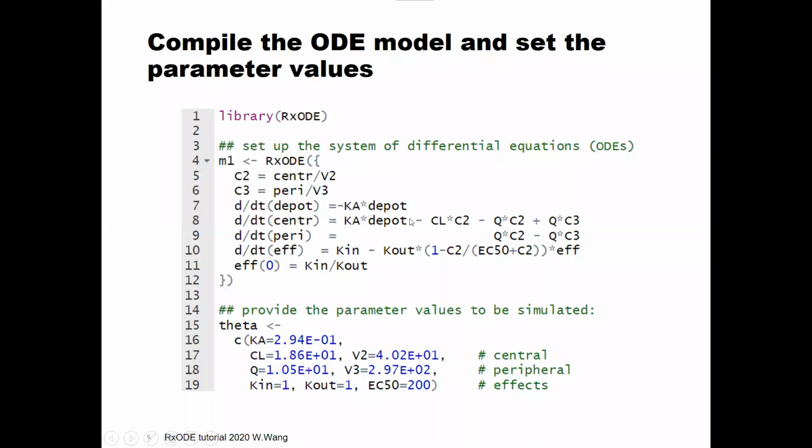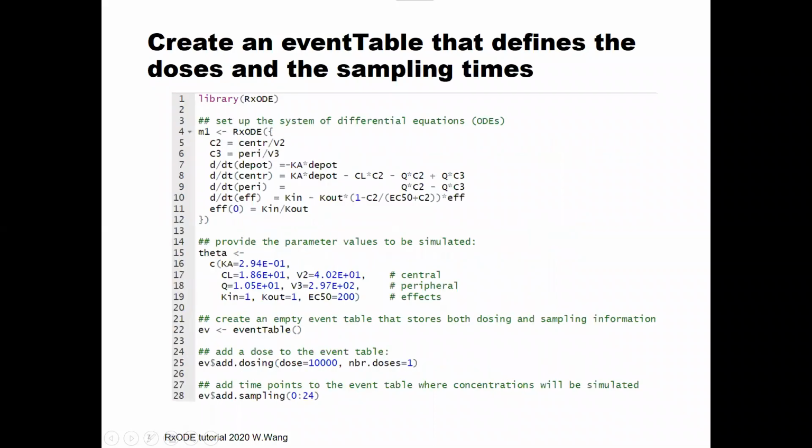There are several parameters we used when defining the differential equations. Now you use a named vector. The so-called named vector is actually just a regular vector, but you say Ka is equal to so and so, clearance is equal to so and so. Next on your to-do list, you need to create an event table. EventTable is a container that has your dosing information. In this case, it's a single dose. And also, it has the sampling information, where you're going to do your concentration measurement.